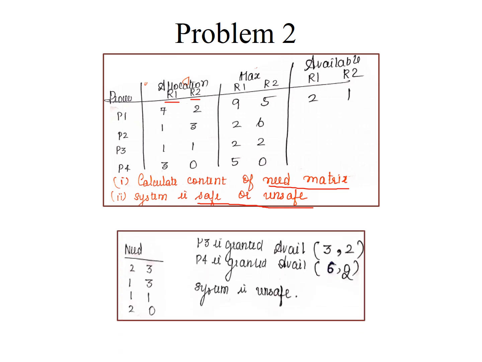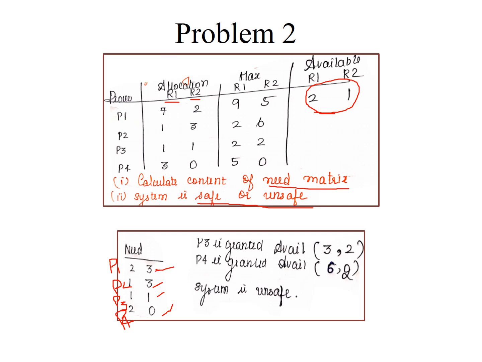The need matrix is maximum minus allocation. It is 2, 3, 1, 3, 1, 1 and 2, 0. So this is the need of the various processes: process P1's need, process P2's need, process P3's need and process P4's need. Once the need is computed, we need to check whether the system is safe or unsafe. The availability is 2, 1. Let us compare each and every process's need with the availability. Need of P1 is 2, 3.